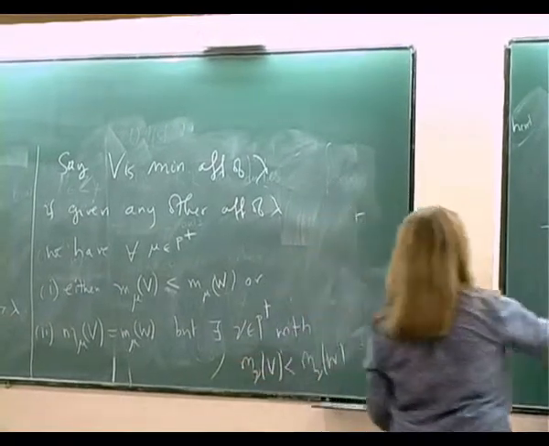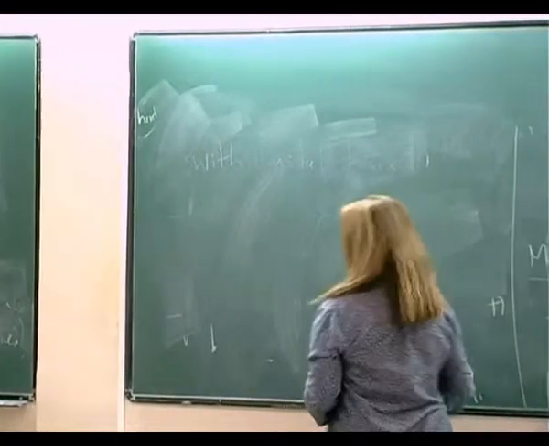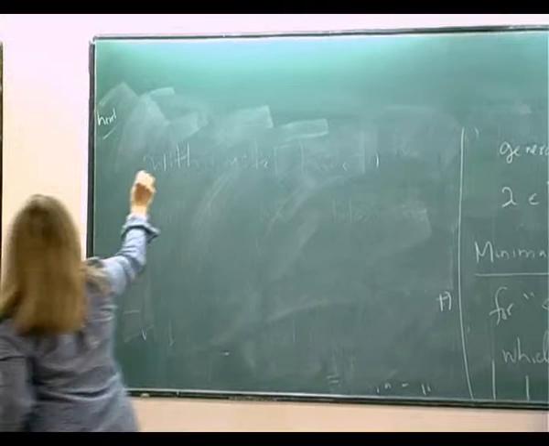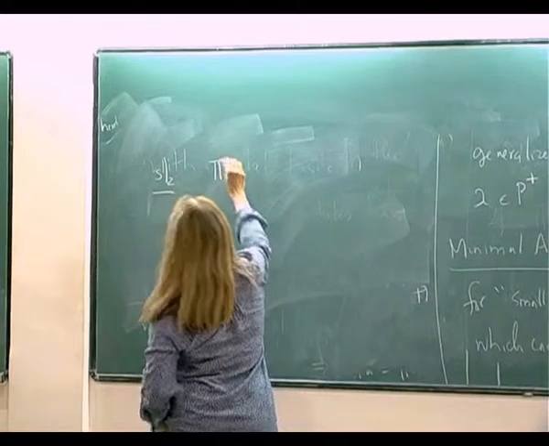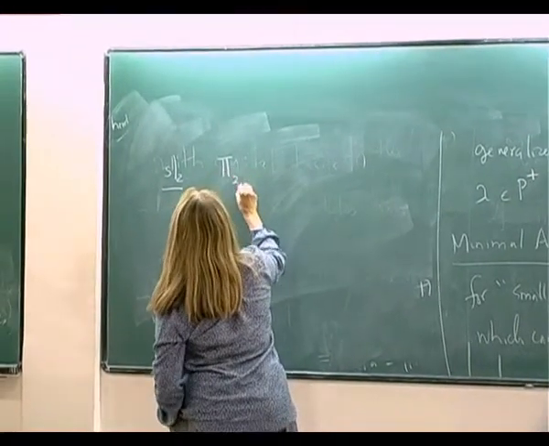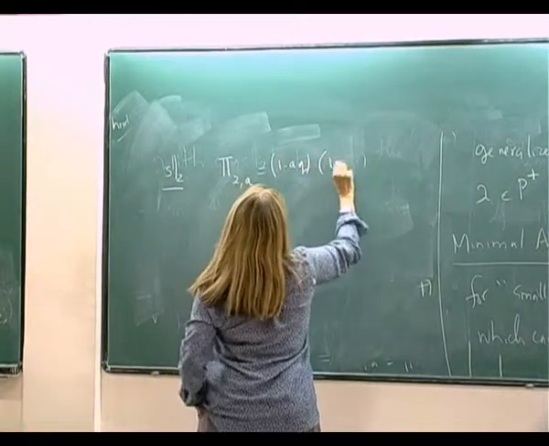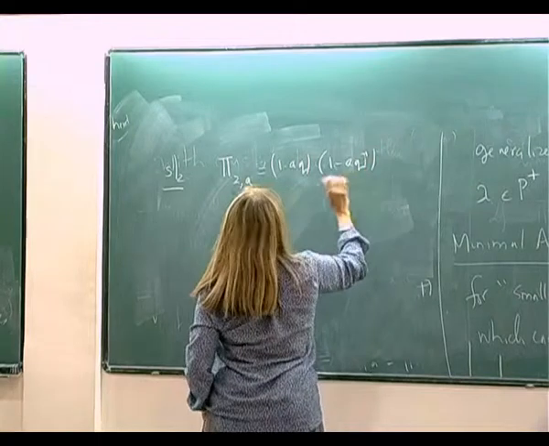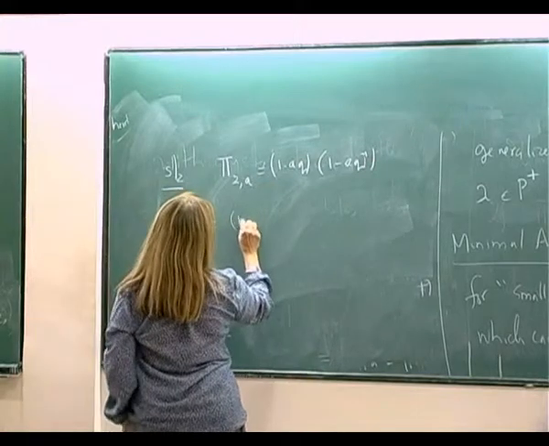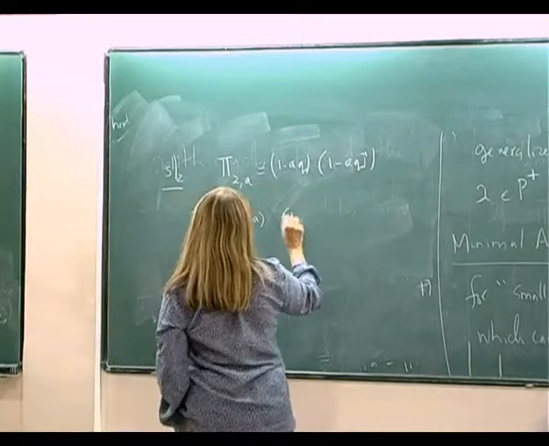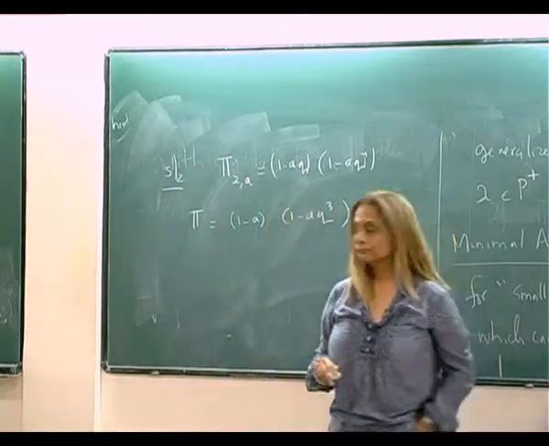Let me give you an example of this. Let's work with SL2. We have our favorite representation. I'm going to take a small example. I'm going to take pi_2, which is (1 - a q) times (1 - a q inverse). And then I'm going to take another example, which will be, let's say, (1 - a) times (1 - a q cubed).